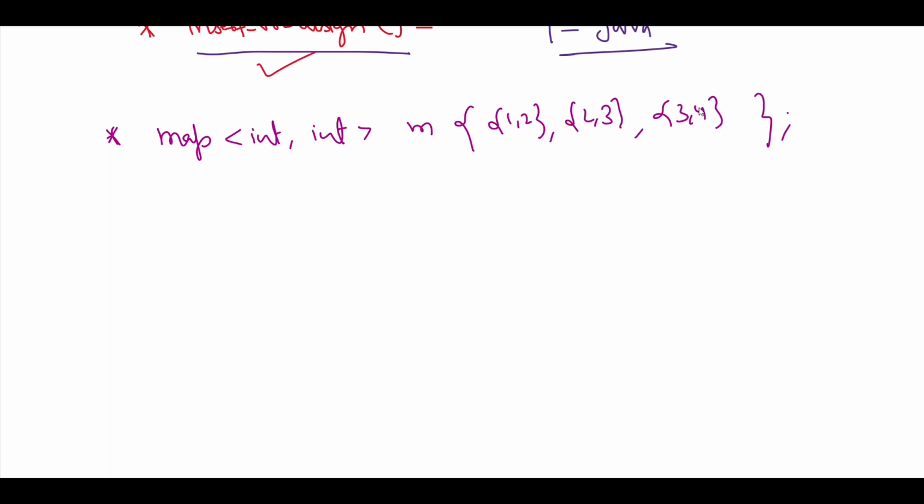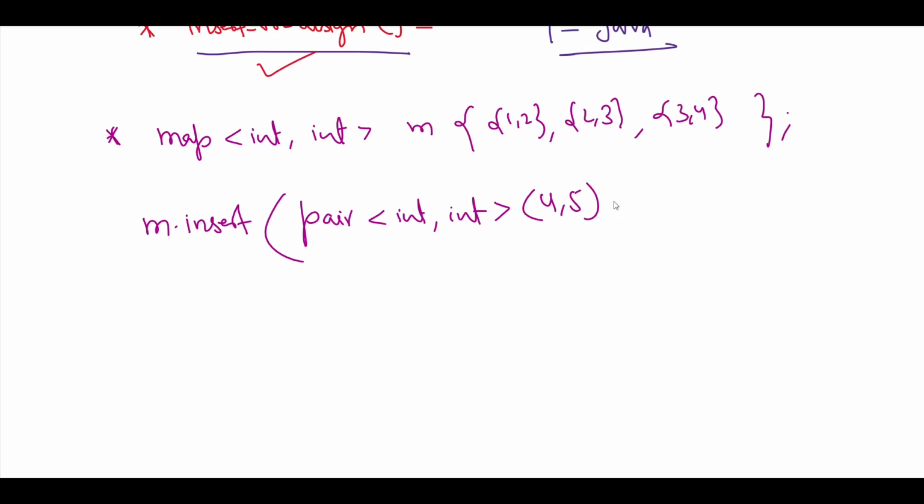Now try to see some more examples in the map. You can create a map like this map int int which we already did, and then you can assign some new values here like 1 2 2 3 and 3 4. Clear? Now if you want to insert some new values here, you can do something like this insert, then you have to make a pair. We will discuss this pair in detail in later part of this tutorial, but as of now you can understand that we are creating a pair here using this kind of format, and then we have to pass two values as I want to insert two values here.